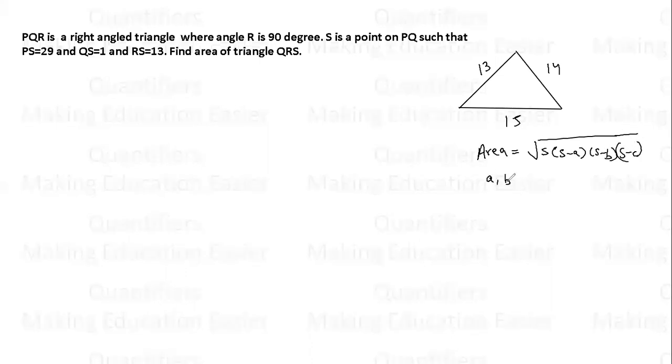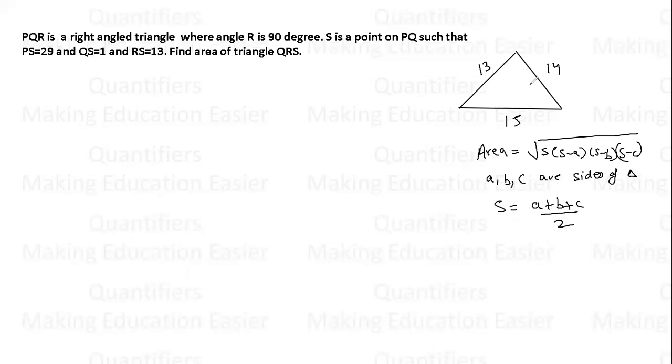Here, a, b, c are the sides of the triangle. And what is s? s is half of the perimeter. It is the semi-perimeter, so (a plus b plus c) by 2. So now see, using this formula, you can calculate the area of this triangle.